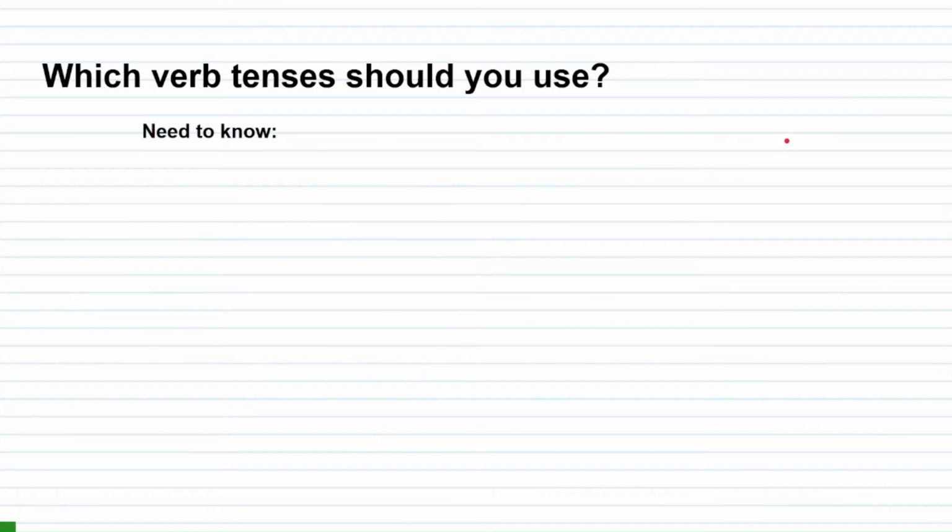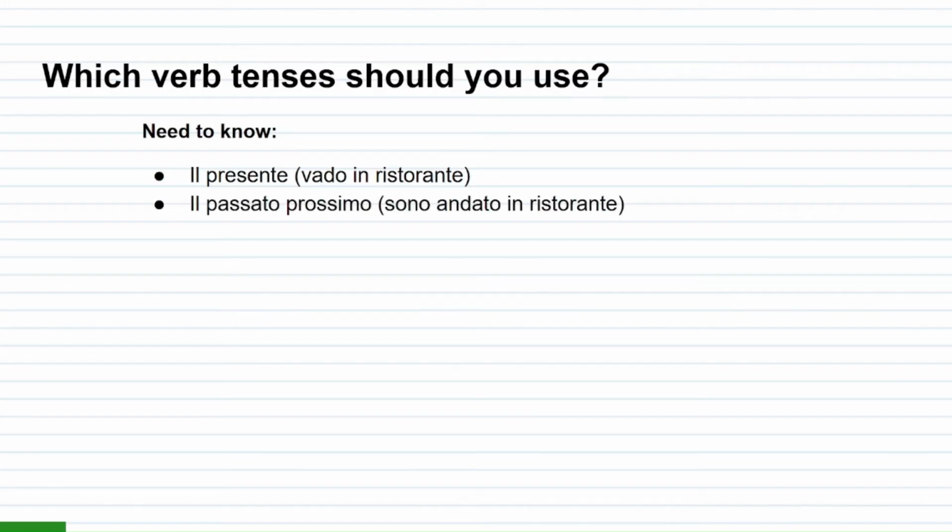You should definitely know il presente, the present. This is just the regular tense, i.e., I do, he is, we think, they watch. For example, vado in ristorante. Il passato prossimo, the perfect tense. Put simply, this is the past tense that you will largely use for most one-off actions. For example, I said, he saw, we gave, they went out. In this case, sono andato in ristorante.